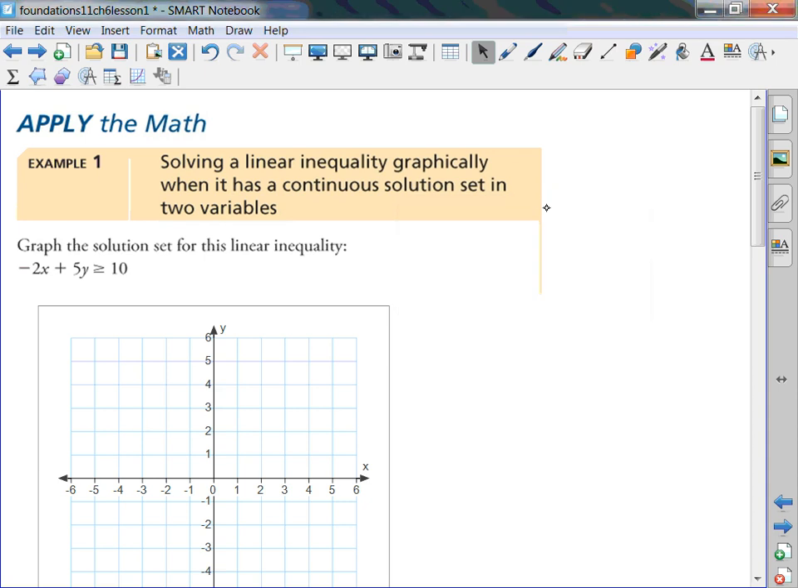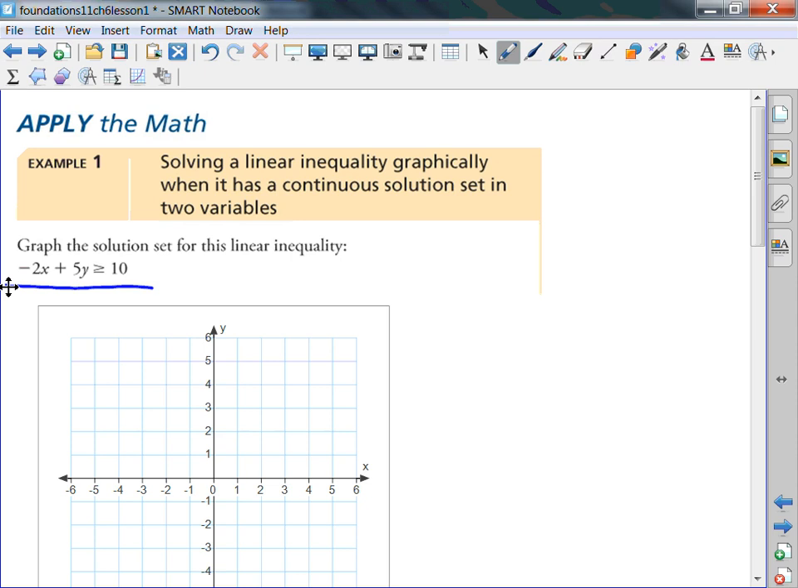Example 1, solving a linear inequality graphically when it has a continuous solution set in two variables. So our task is to graph the solution set for this linear inequality. Negative 2x plus 5y is greater than or equal to 10.